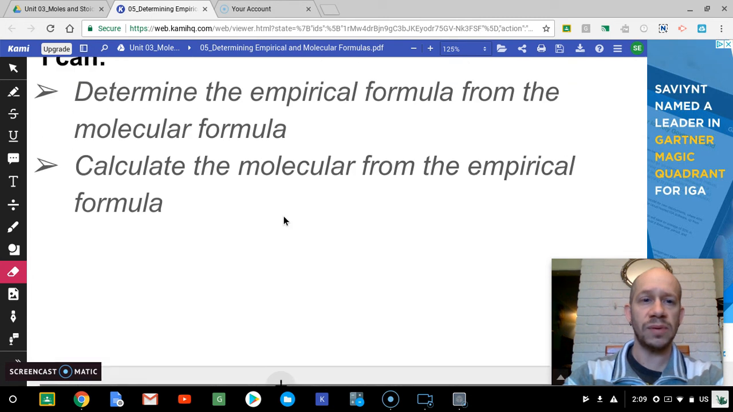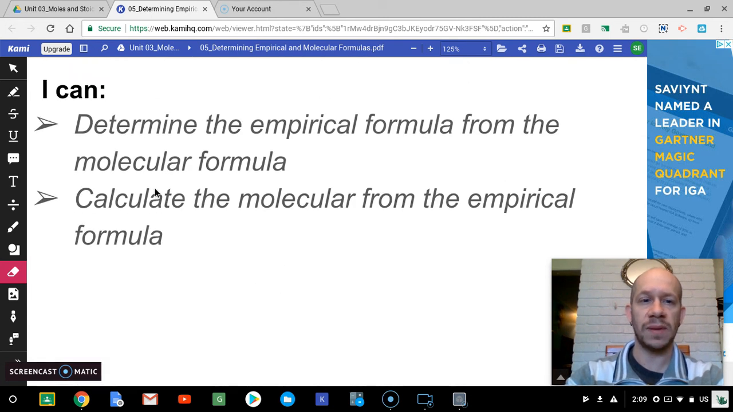So you are now able to determine the empirical formula from the molecular formula, and you are also able to calculate the molecular formula from the empirical formula.